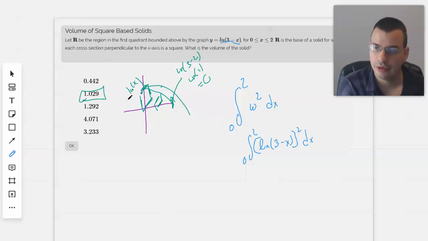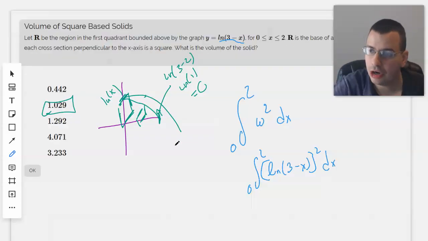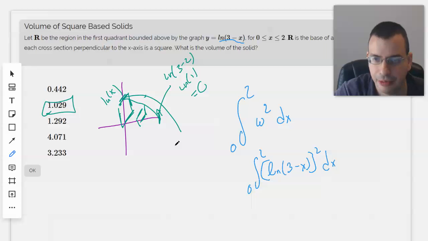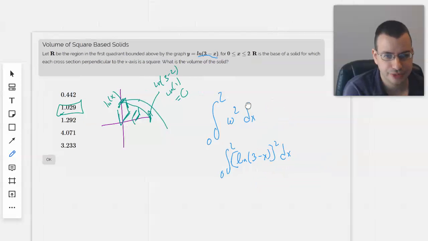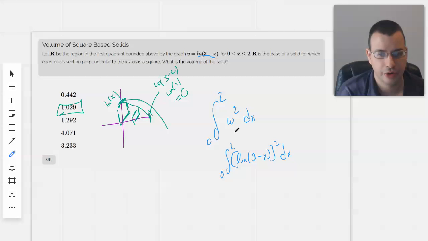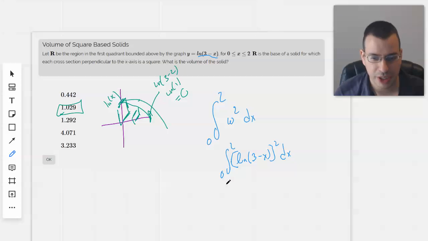So, man, I feel like I did that problem and I understood nothing. Okay, so to backtrack: let R be the region in the first quadrant bounded above by the graph, this, with 0 less than or equal to x less than or equal to 2, where R is the base of the solid. So we know it's a square, so the area of a square is going to be the length of a side squared. We're going to evaluate it from 0 to 2 along the x-axis, so dx. And then basically we're like, all right, evaluate this integral.